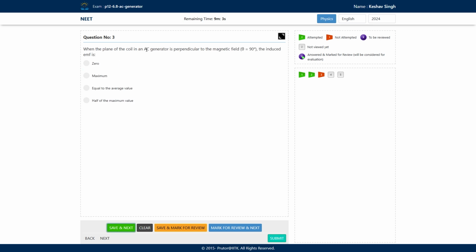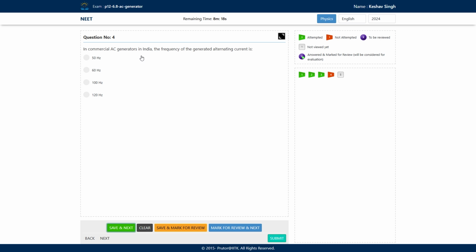When the plane of the coil in an AC generator is perpendicular to the magnetic field, theta equal to 90 degrees, the induced EMF is... The theta represented here is the angle between the plane of the coil and the magnetic field. If the plane of the coil is perpendicular to the magnetic field, then the area vector will be along the magnetic field. That theta is the angle between the plane and the magnetic field, but the angle between the area vector and the magnetic field will be 0 degrees, due to which the induced EMF will be 0.